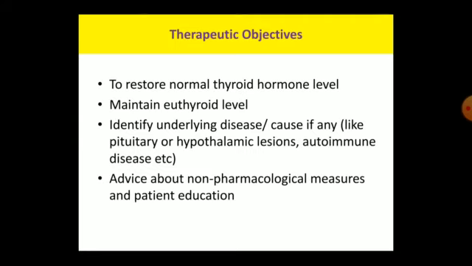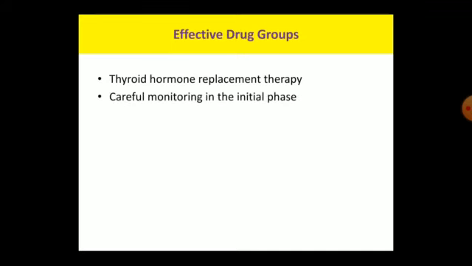The importance of the drug therapy will help in patient compliance, and the patient has to be clearly explained in a sympathetic way that he has to take this drug therapy lifelong. Okay. So which are the effective drug groups? It is very obvious that the patient is having hypothyroidism, so you have to supply the thyroid hormone from outside. Now there are two hormones available, T3 and T4. So thyroid hormone replacement therapy is essential.